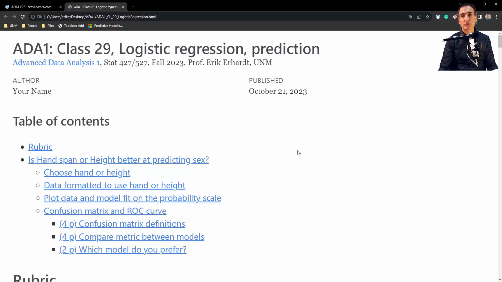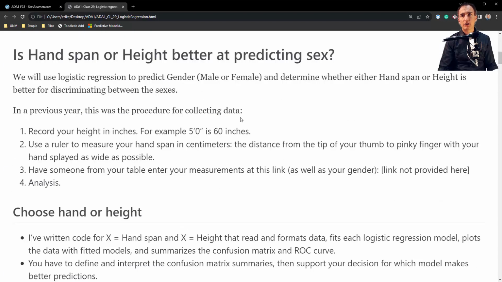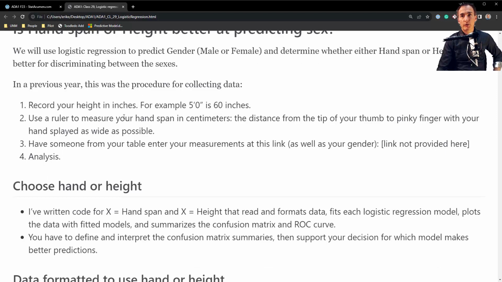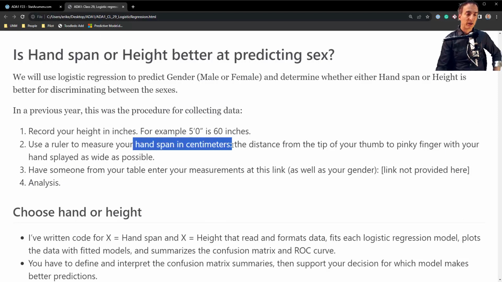So we are going to use some of that data that we had from a previous year where we measured the hand span and the height of people in my class, and we also recorded their gender, and there may have been something else I forget. But those are the variables that we're going to use. Okay, so we record the height in inches, we record the hand span in centimeters. This is just to make the point that correlation is a unitless measurement, and it doesn't actually matter what units you measure in.